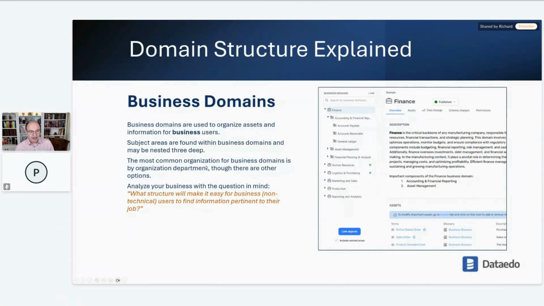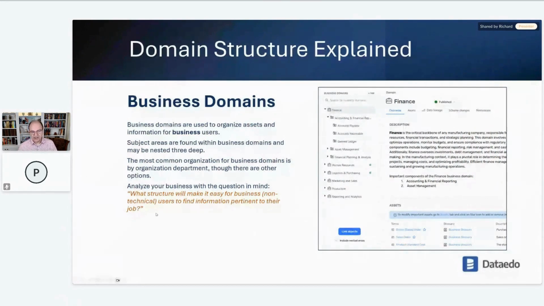The next step here is really for those who are creating these domains and the structure here. So the most common way that people create business domains is by department within your organization. It's a very natural way for people to think about accessing information. They think about what department they're in. There are other options here.